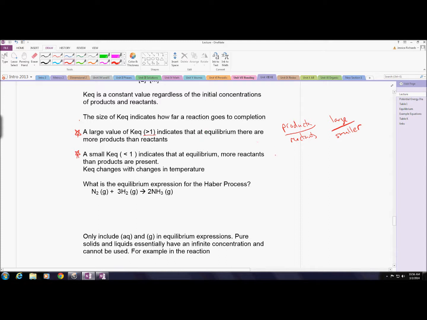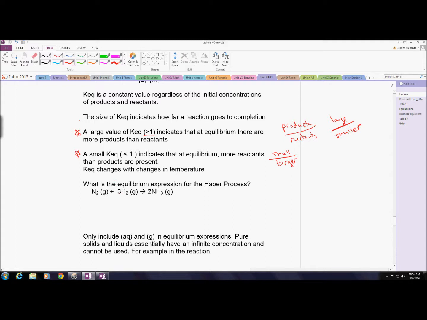If your K value is less than 1, which means you have a smaller number divided by a larger number, that means you have more reactants left, and this reaction is not something that happens very much. We use K values to talk about the solubility of things that are nearly insoluble. They would have very small K values, and they would indicate to you that they only dissolve a little tiny bit because you only get a small amount of your dissolved product.